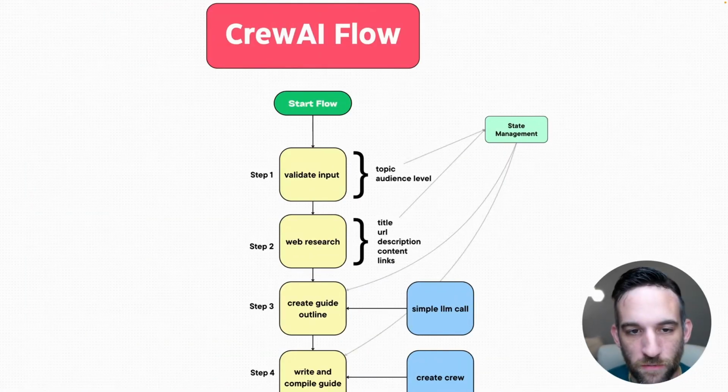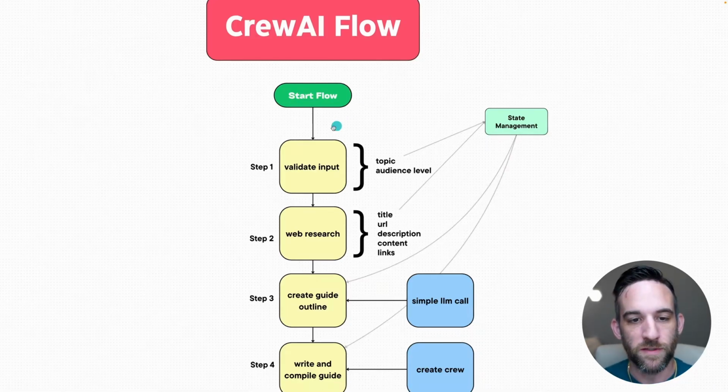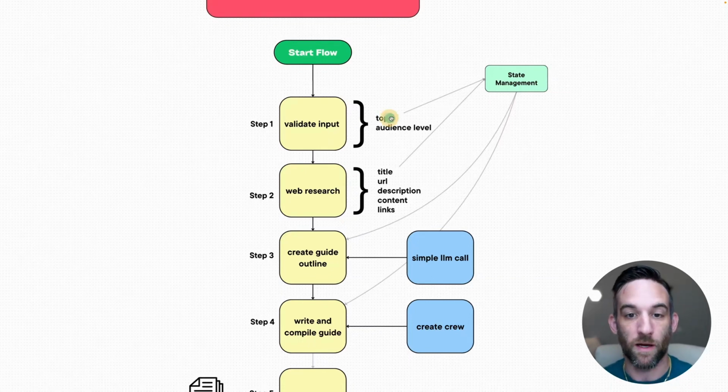Now, when we begin the CrewAI flow, we always have an entry point. So this is the start of the flow. That's where we're going to ask a user a topic that we want to discuss and then the audience level, whether it's going to be beginner, intermediate, or advanced. The reason is because we're going to be building a comprehensive guide on whatever topic they choose to speak about. So the first step is we're going to validate the input: the topic, and whether it should be a beginner or an advanced guide.